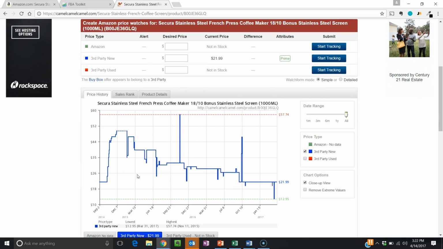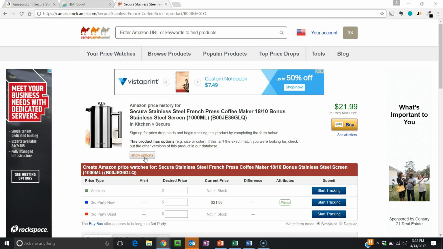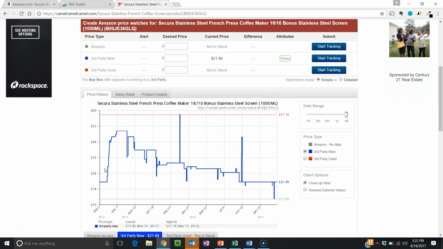If I come down here, it'll show me the price history, because that's really what this site is geared for: the price history of a particular product. You can see this particular product we were looking at is selling anywhere between probably $19, $20, and it has a few spikes here and there. Sometimes price spikes go up when inventory gets low because they're trying to slow down their sales.